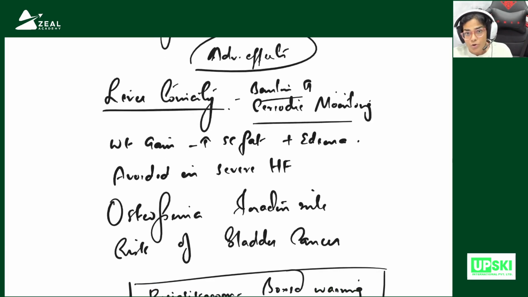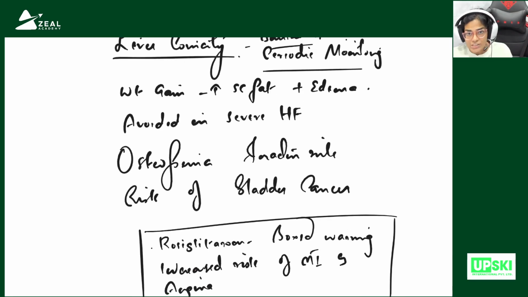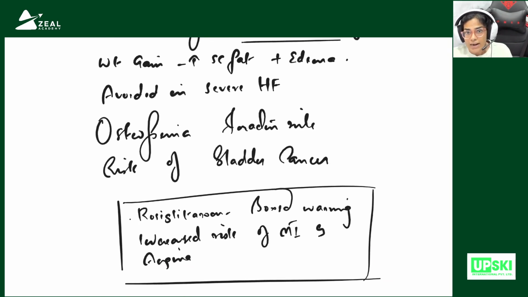Weight gain is another problem, especially because of an increase in subcutaneous fat and also because of edema. So these drugs should be avoided in severe heart failure. Another risk is fracture risk because of osteopenia. Osteopenia is decreased bone mineral density, or osteoporosis can also happen with this drug, and there is a risk of bladder cancer. So in some countries, this drug is banned or not commonly utilized because of the risk of bladder cancer.